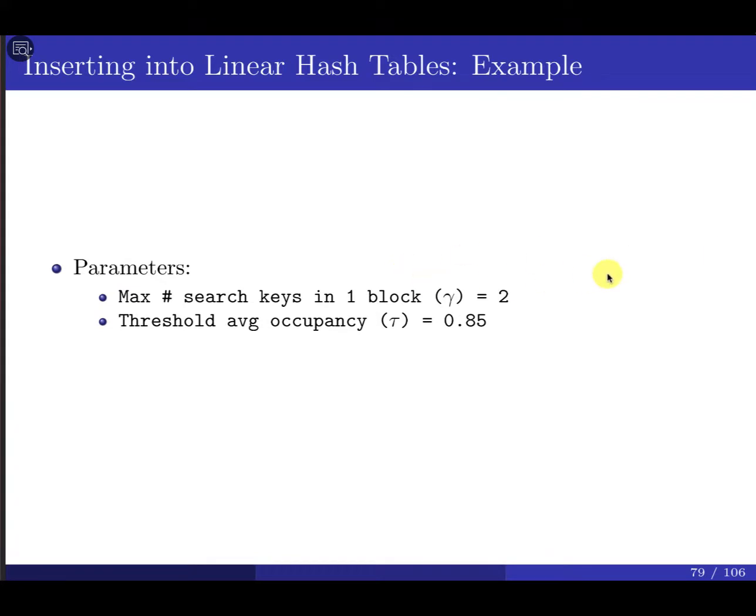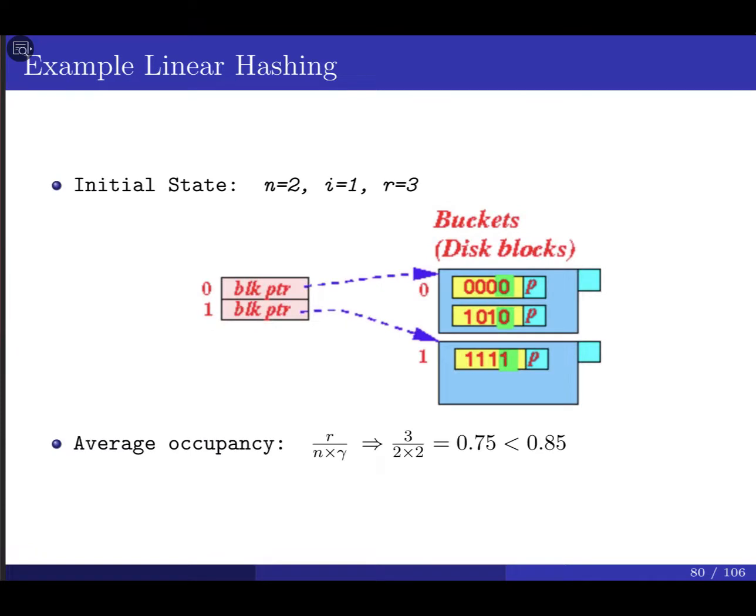We need to have an example to understand what's going on here. So let me give you an example. Assume that the maximum number of search keys that can be stored in one block, gamma, is going to be 2. The threshold average occupancy tau is going to be 85%, or 0.85. This is the initial state. I think in the next lecture I'm going to give you a quick example of how you start from the beginning.